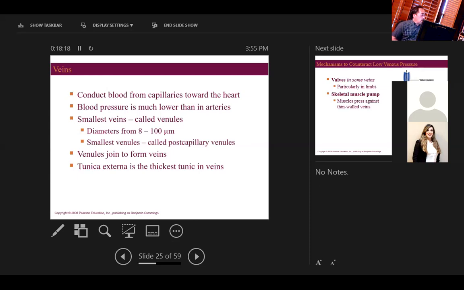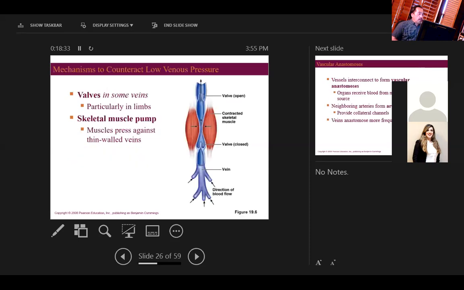The tunica media, which is made out of smooth muscle, they lack a lot of that. That's the reason why it's hard to actually produce what we call a structure similar to an artery, in which it's rounder. Okay? Veins are more tortuous.